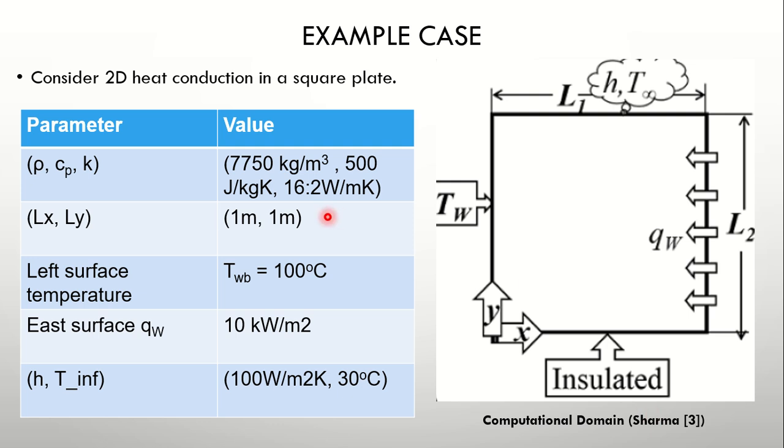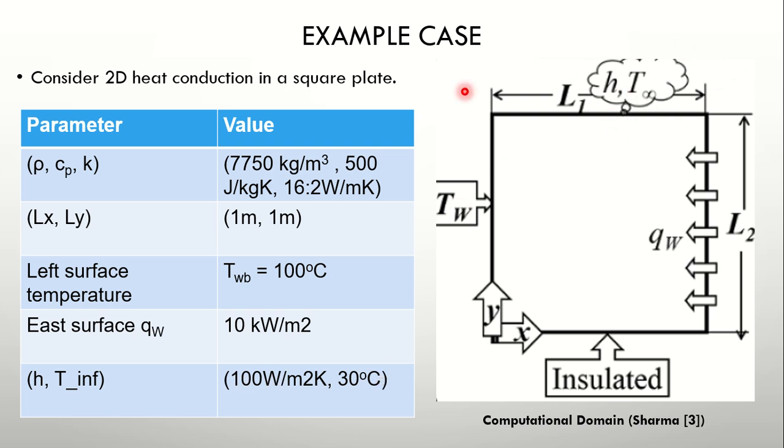Okay, so we have a square plate. There is no flow. This is just a conduction problem, and we have a constant temperature at the west boundary, an insulation at the south boundary, and a constant heat flux on the east boundary. So this should be Q_E at the east boundary, and then the convective boundary at the north. We have something like air which is flowing. It has some value of heat transfer coefficient and it has some temperature.